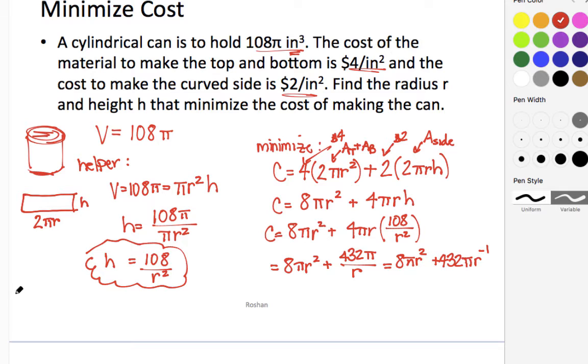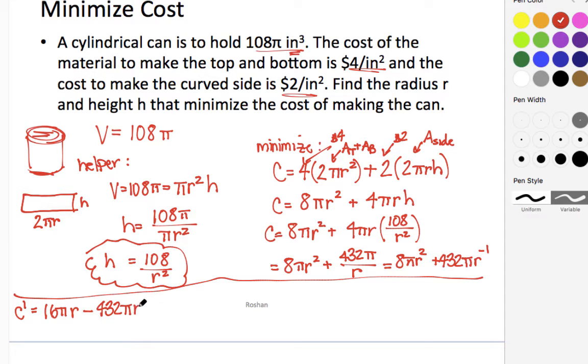Now, in order to minimize, I'm going to want to take a derivative and find my critical values. So c prime equals 16 pi r minus 432 pi r to the -2. Let's get a common denominator here. So I have 16 pi r minus 432 pi over r squared. My common denominator is going to be that r squared.